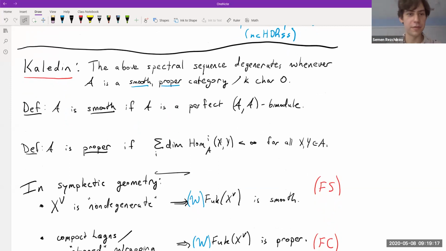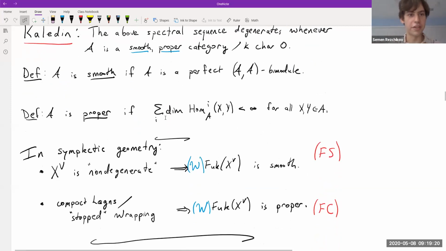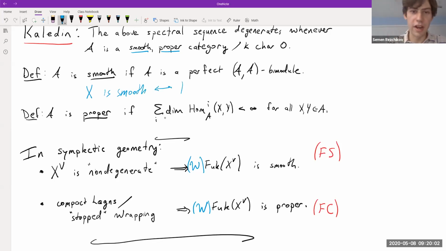So let me tell you what these words mean. You say that a DG category A is smooth if A is perfect as an A-A bimodule. In other words, if you take projective A-A bimodules, you can build A out of an iterated cone of such things. If you can resolve the diagonal by vector bundles, and you can resolve anything by vector bundles, it ends up being true that in the case where A is the derived category of X, if X is smooth, that happens exactly when the derived category of X is smooth.